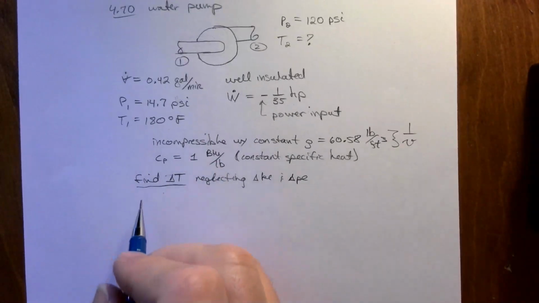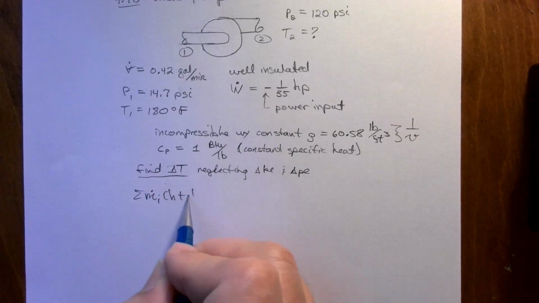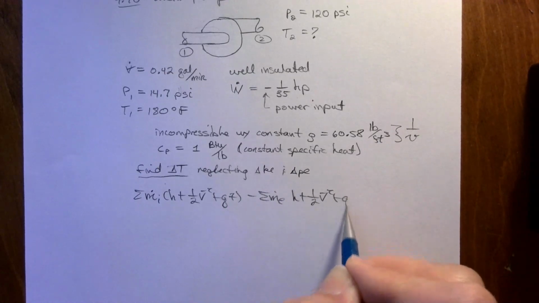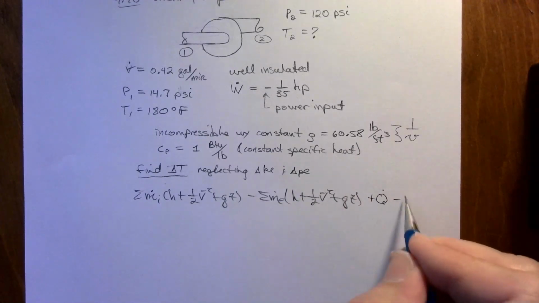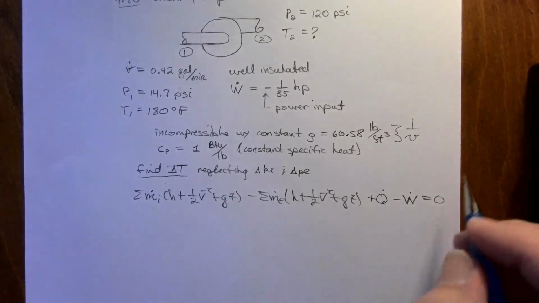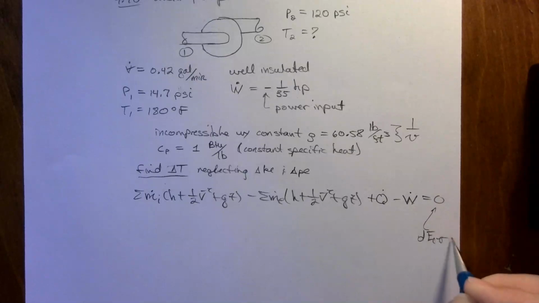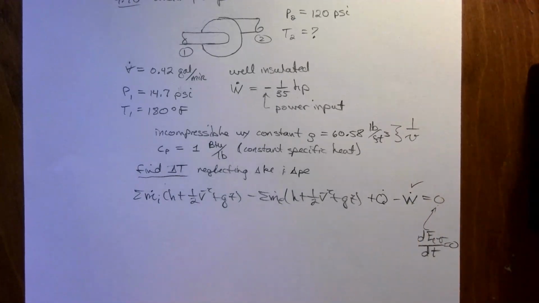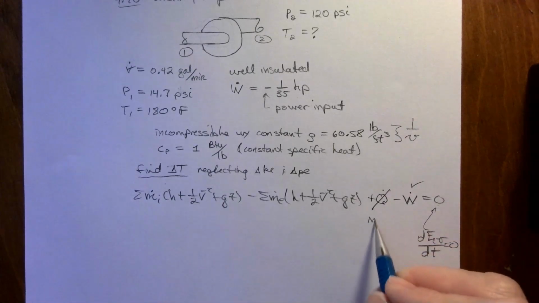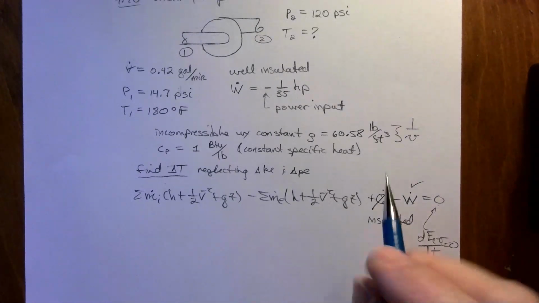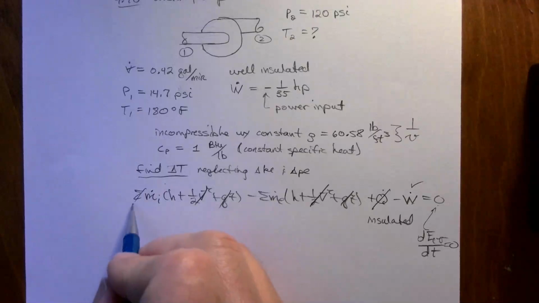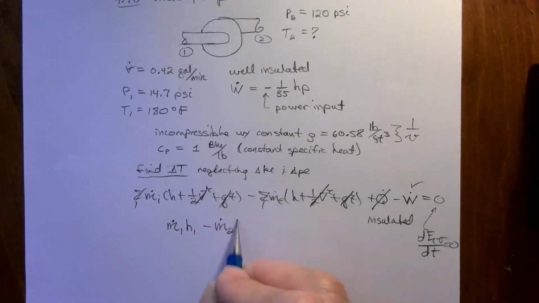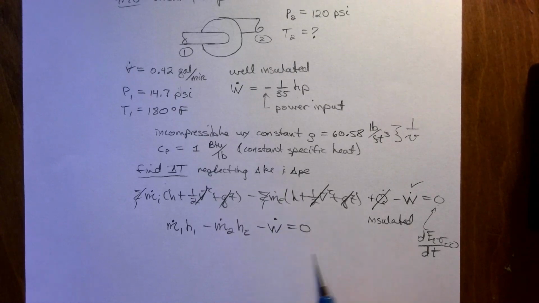Let's write the energy balance equation. Summation of m dot in, h plus 1/2 the velocity squared plus gz, minus summation m dot exit, h plus 1/2 the velocity squared plus gz, plus Q dot minus W dot is equal to 0 because it's in steady state. That 0 is the dE control volume dt term, equal to 0 over here because it's in steady state. That number is given to us, so we know what that is. It says it's well insulated, so that's equal to 0. Neglect kinetic and potential energy changes. 1 inlet and 1 exit. m dot 1 h1 minus m dot 2 h2 minus W dot is equal to 0.